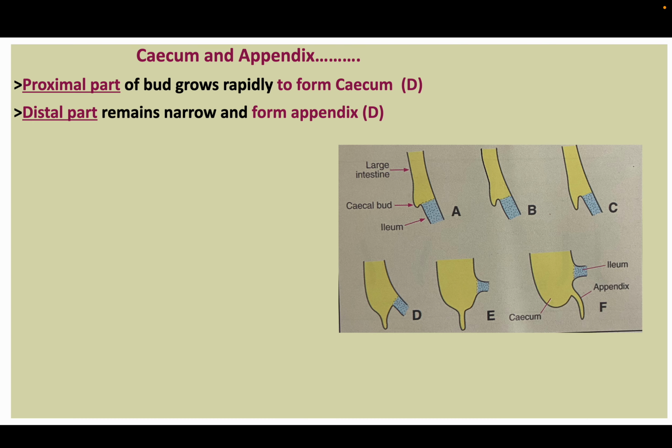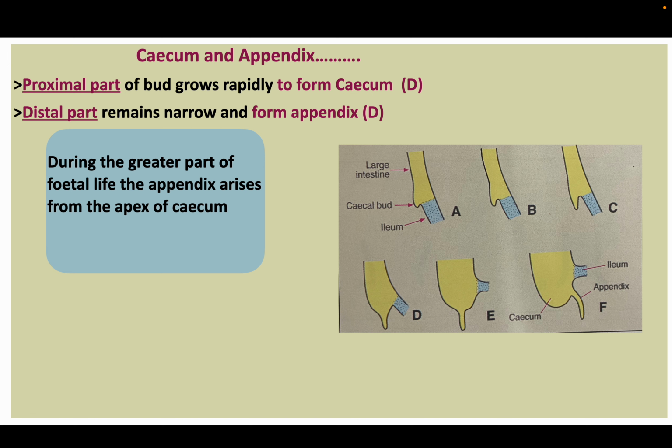The proximal part of the bud grows rapidly to form the cecum. You can see it is the dilated one, and the distal portion remains narrow, which is called the appendix. So this portion is the cecum, and this distal portion is known as the appendix.